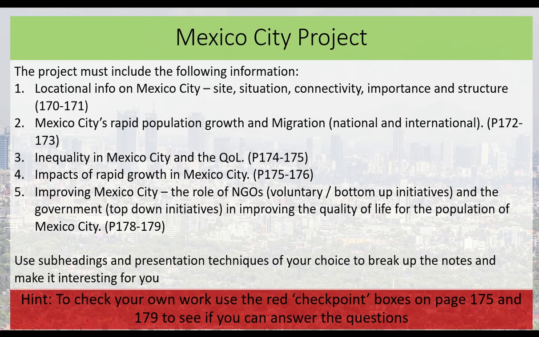So you must include in your project one section on locational info on Mexico City. So that, if you've got the textbook, or if you've got it on 365, is going to be pages 170, 171. And that's going to be site, situation, connectivity, importance or function, and structure.